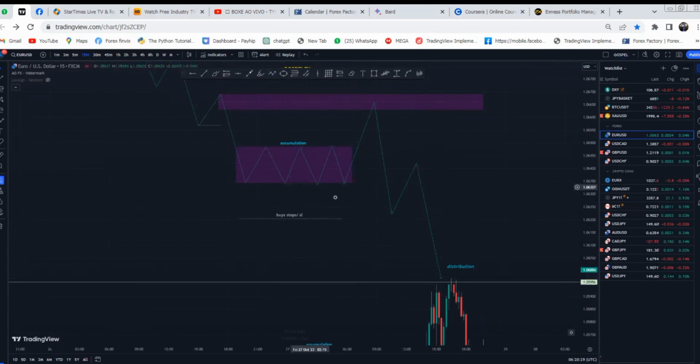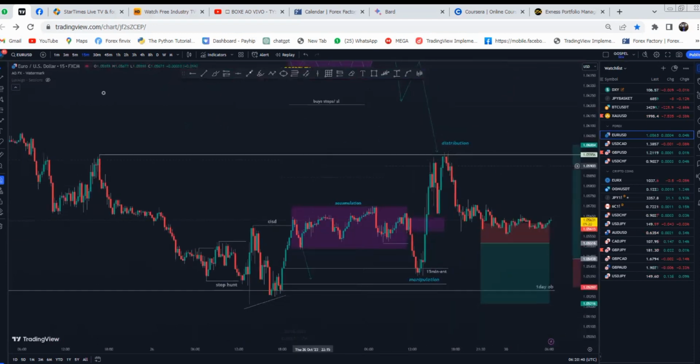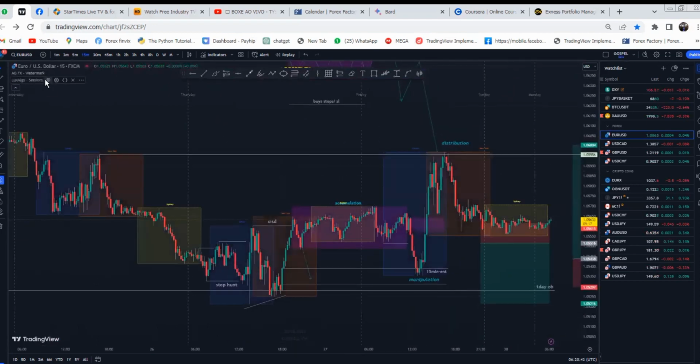You have your Asian accumulates, London manipulates to either of the sides, tapping liquidity, and then London, New York continues with a move. Let me see if we can see that move. Anyway, this is simply it here again. This is the Asian session.